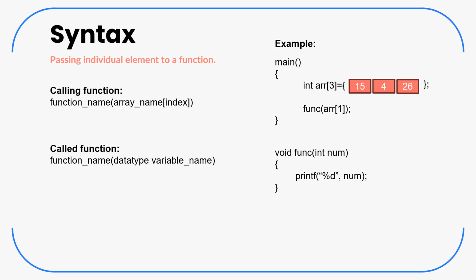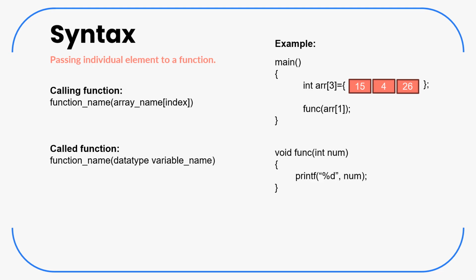Here is the syntax for passing an individual element to a function. There are two functions involved in the process of passing an individual element. One is the calling function and the other is the called function. The syntax for the calling function is function name, array name, and the index. The syntax for the called function is function name, data type, a variable associated with that data type, and a variable name.